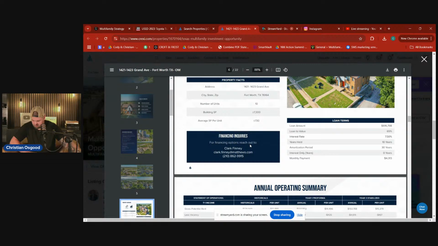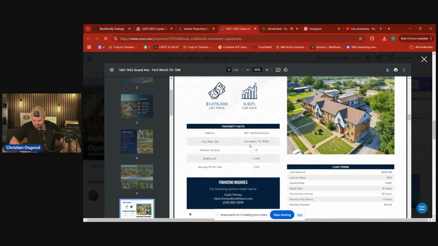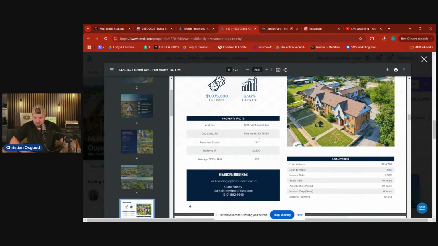Welcome to underwriting, though. Oh, here's an interesting piece of information. This is something to look for. Loan terms. They're saying 7.5 interest rate. I'm actually seeing rates closer to 7 today, which is good.